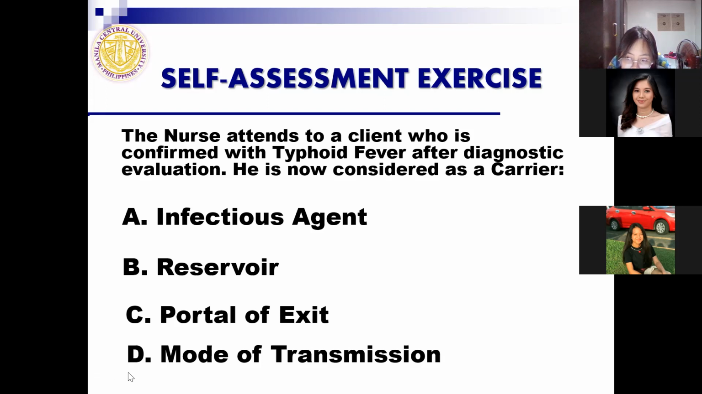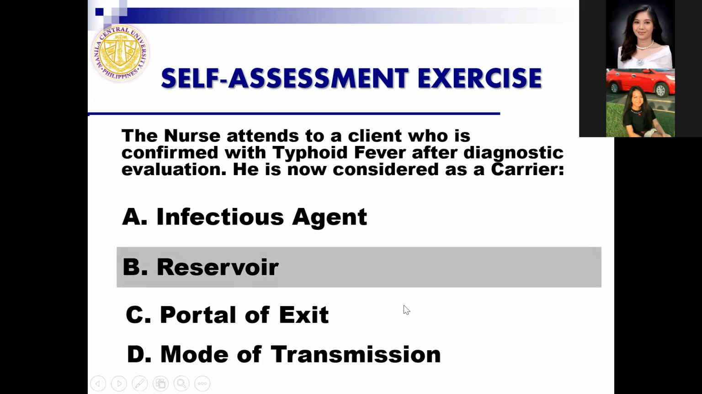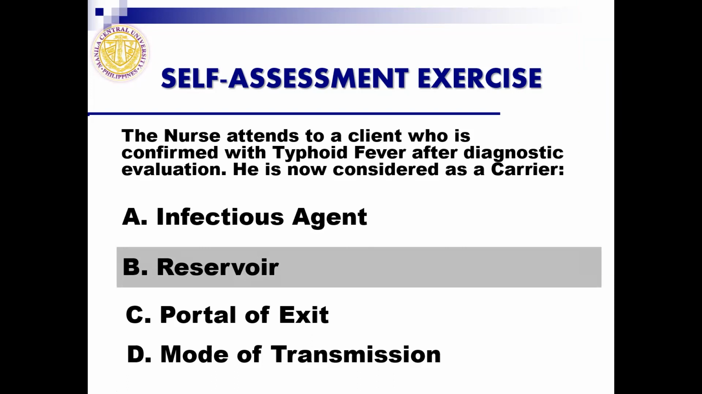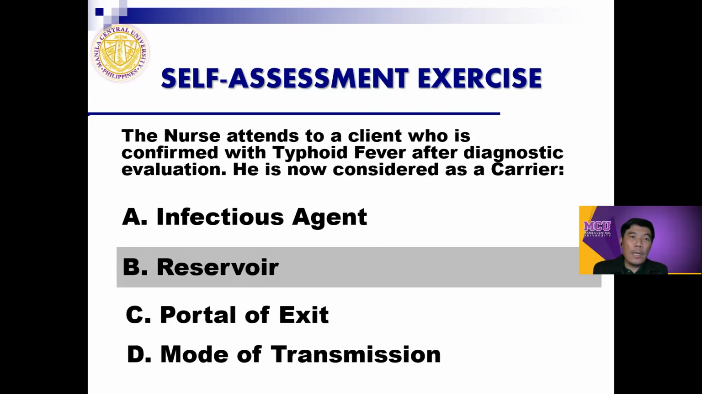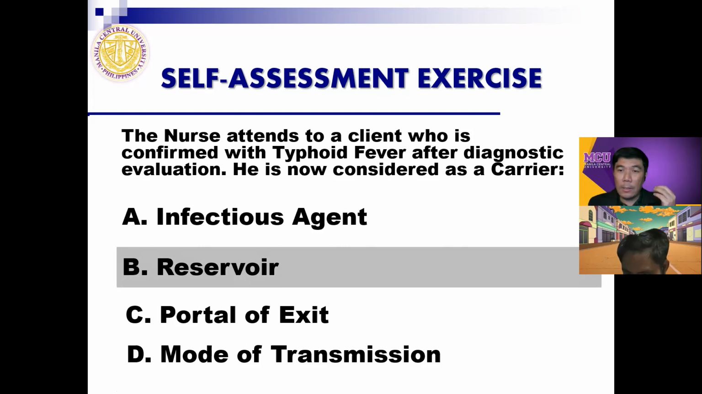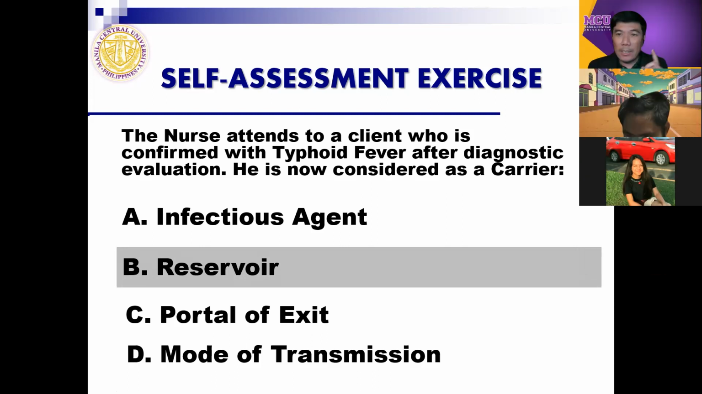So let us reveal the answer. The answer is letter B. Correct. You may now lower your hand. So let us have the explanation. When we talk about situations where a client is already confirmed, it is on the level of the infectious agent if the cause or the pathogen is not yet identified. But if it is already identified in the question that you may encounter, that it's already confirmed, then we consider the person a carrier, or the animal or anything that can be considered the place where the infectious agent lives and multiplies. So it's definitely not the infectious agent.